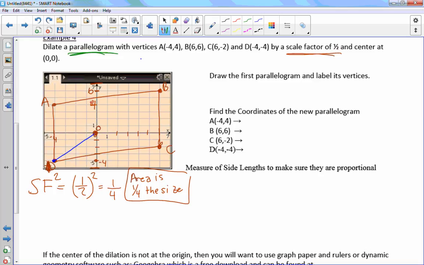How do we find, actually I'm going to do a dash. How do we find that distance? What type of triangle is this? A right triangle. This is what part of it?